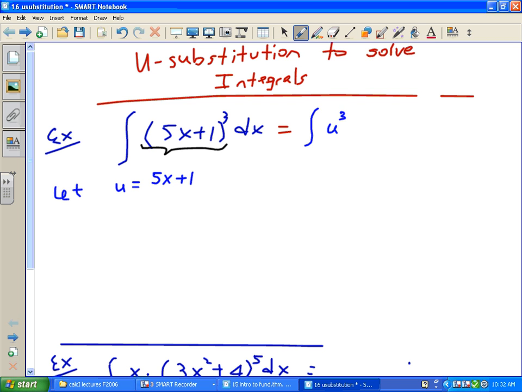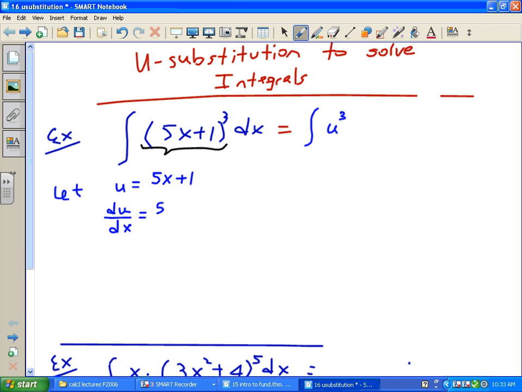But here's the trick. You cannot just put dx back again because dx goes with the (5x plus 1) to the third. You need to get rid of the dx as well. To get rid of the dx, this is what we do. If u is equal to 5x plus 1, what is du/dx? 5. So notice, even though ultimately we're going to be doing integration, as an intermediate step we're doing a little bit of differentiation, as you can see here, to find du/dx.